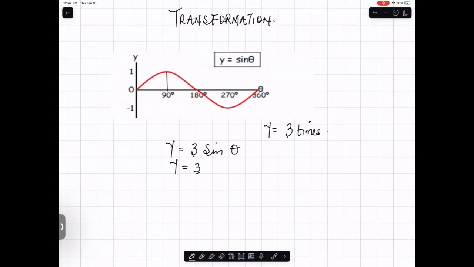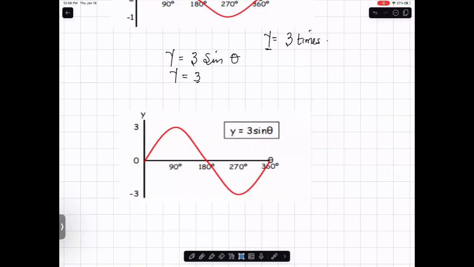If I put 4 here, that means the graph is transformed by 4 times bigger. So your y value is affected. In transforming this graph by 3 sine theta, what do we have here? You can see that the graph has been transformed. Our y-axis has been moved from 1 to 3. So this is the point of transformation. And if you look at 270, which was negative 1, multiplied by 3 becomes negative 3. So negative 3 is the point of transformation for this.